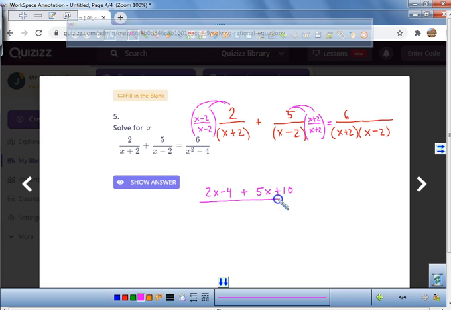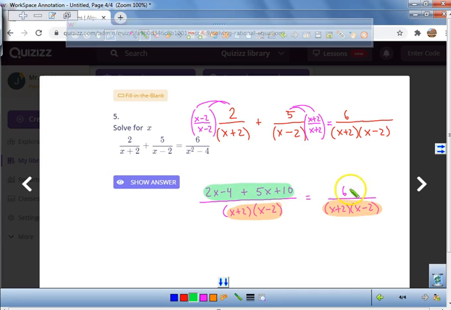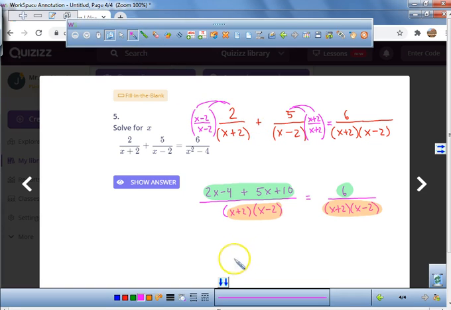So technically, I can put this all over one denominator, x plus 2 and x minus 2. Instead of separating it, now I'm just putting it all over one denominator, equals 6 over x plus 2 and x minus 2. Now, if the denominators are equal, then the numerators have to be equivalent. So this has to be equivalent to this. So now I'm just going to solve it. Now it just becomes a linear equation, which just basically means all on one line.